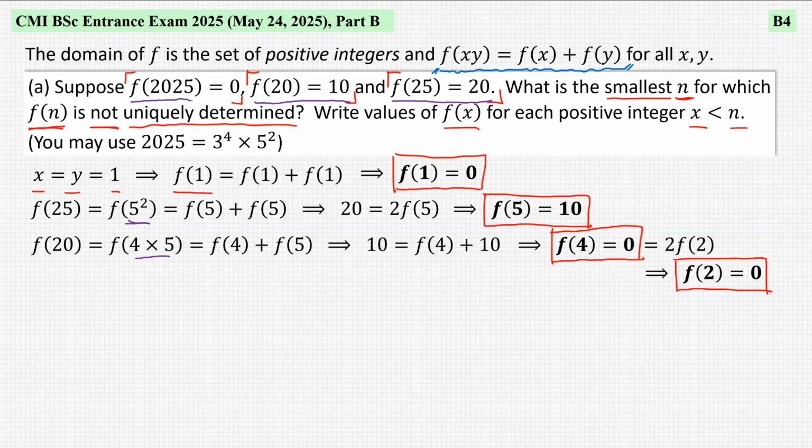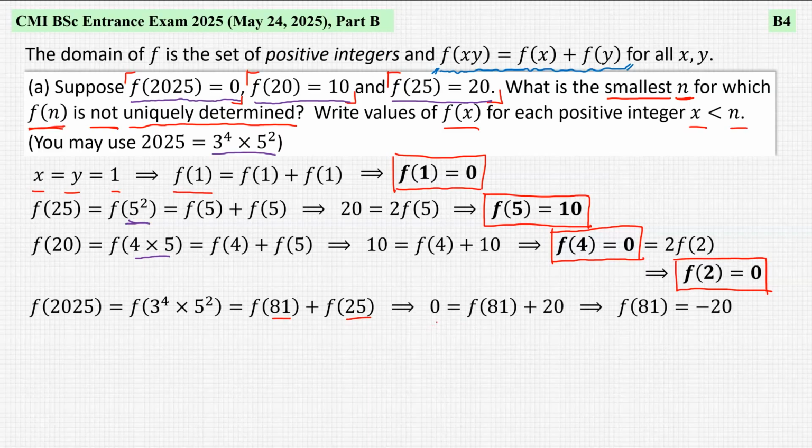Finally, let's use the given value of f(2025) and also its prime factorization. Using this, we can easily find out that f(2025) can be split into f(81) plus f(25). So using the previously obtained values, 0 equals f(81) plus 20, giving f(81) equals negative 20.